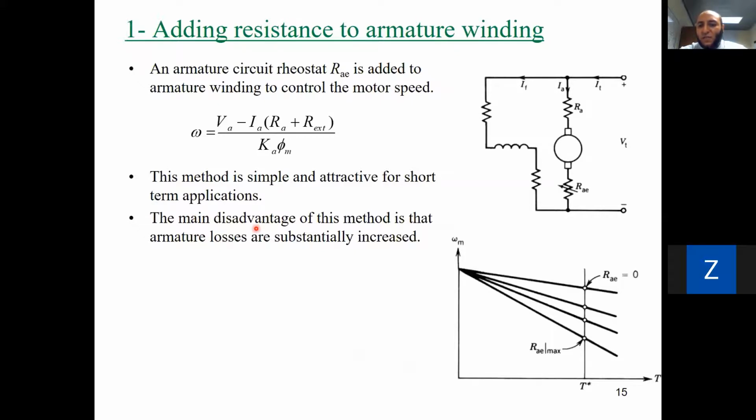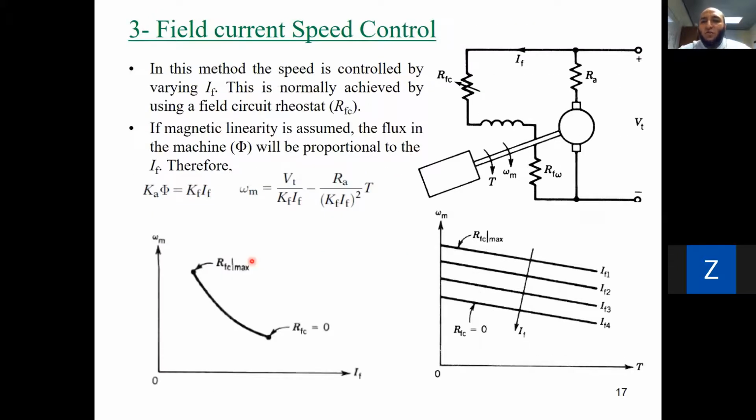It's written here, the disadvantage of this method: because we add resistance, it's expected to have higher armature losses. The third technique is field current speed control.